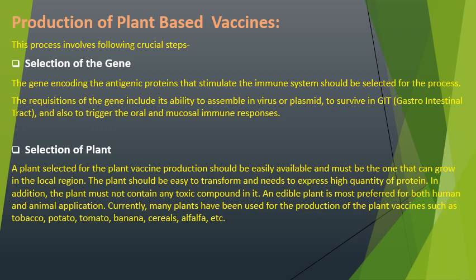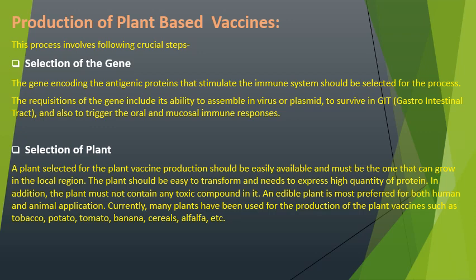Production of plant-based vaccines requires the following steps. First one will be the selection of gene. The gene encoding the antigenic proteins that stimulate the immune system should be selected for the process. The requisites of the gene include its ability to assemble in virus or plasmid, to survive in the GIT, which stands for the gastrointestinal tract, and also to trigger the oral and mucosal immune responses.